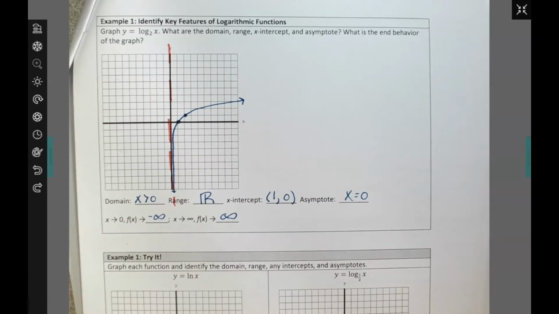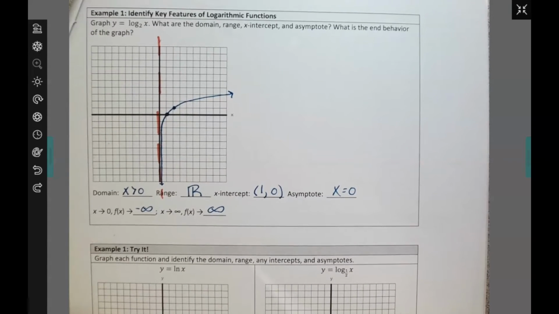Okay, so again, with that, you're going to use a graphing calculator to graph them. Use it to get a rough idea of what the graph's going to do, and then get at least 2 good points from the table.